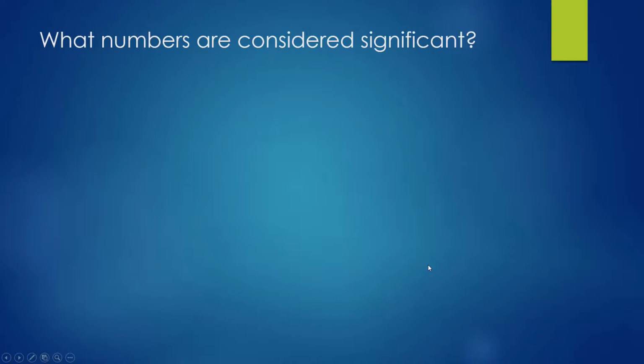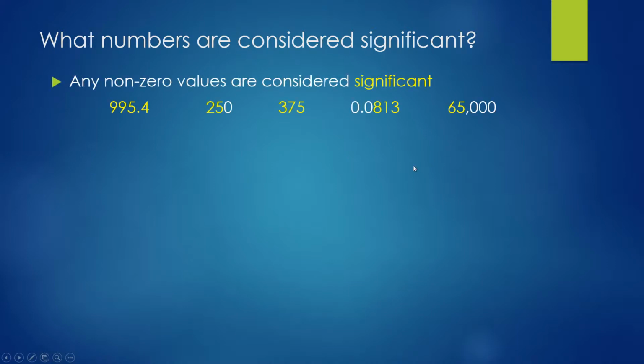When we look at values associated with measurements, it's important to know what numbers are considered significant. Non-zero values are easy because any non-zero value is considered significant. So if you look at these examples here, all the values that are not zero are highlighted and they are significant. The zeros, in this specific case, are not. The following examples will deal just with zeros because determining if they are significant or not is a little trickier.